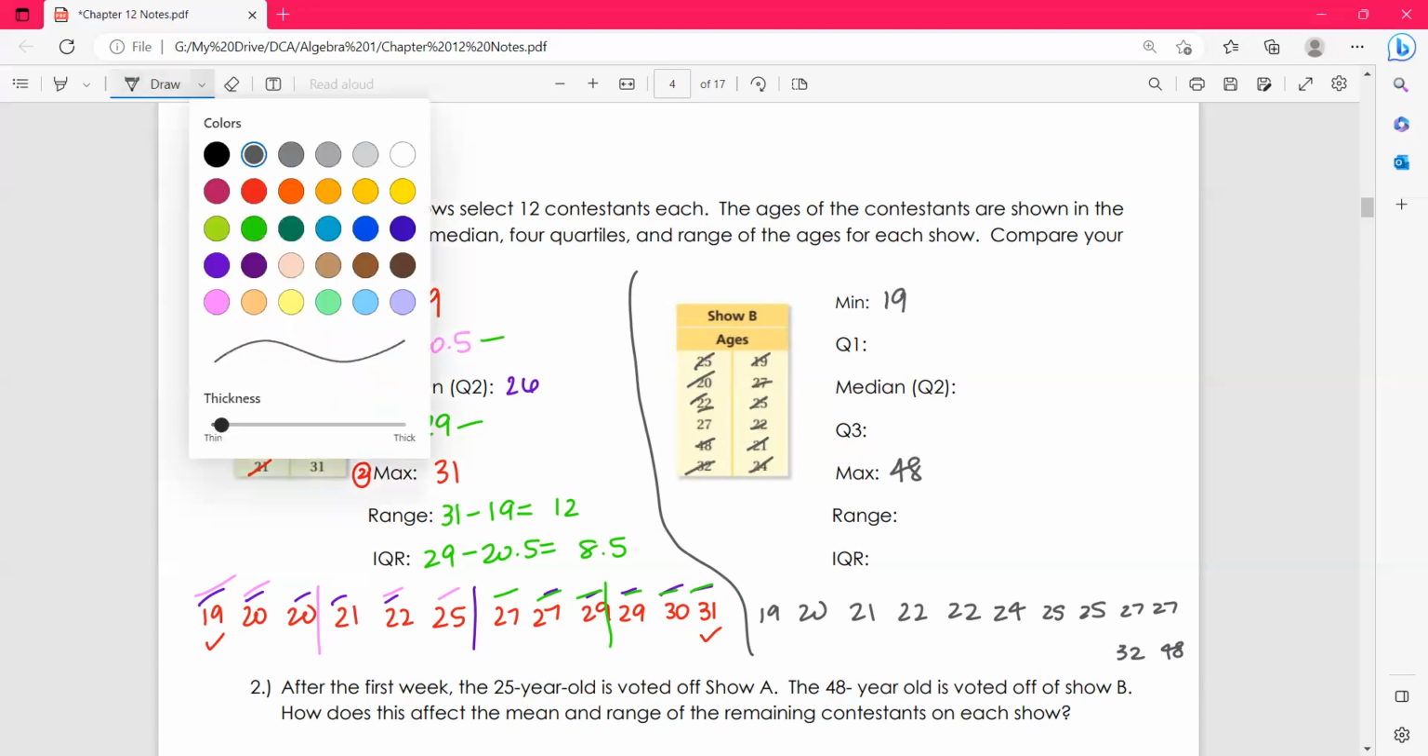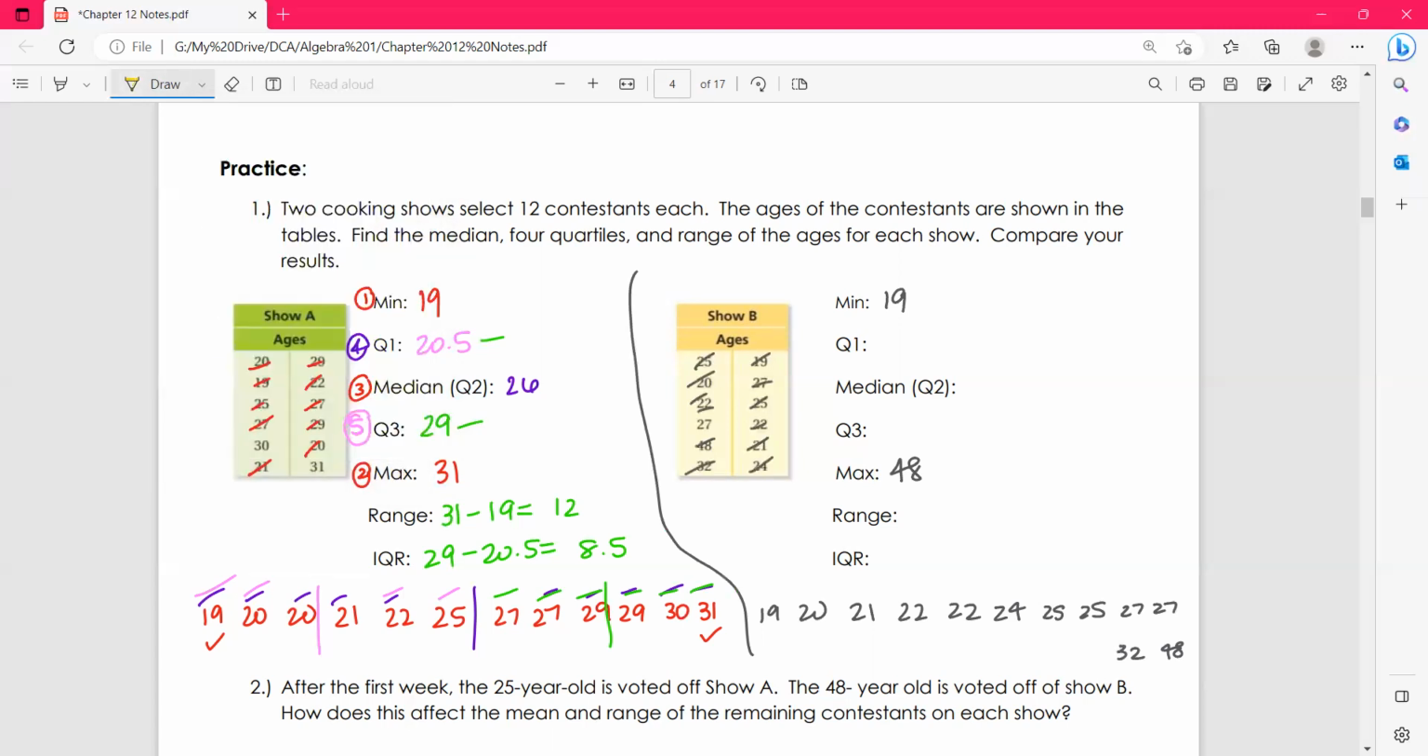Median right in the middle. Let's cross some of these out, shall we? 19, 48, 20, 32, 21, 27, 22, 27, 22, 25, 24 and 25, the median will be 24.5. Then we'll find Q1, 19, 24, 20, 22, 21, 22, right in the middle will be 21.5.